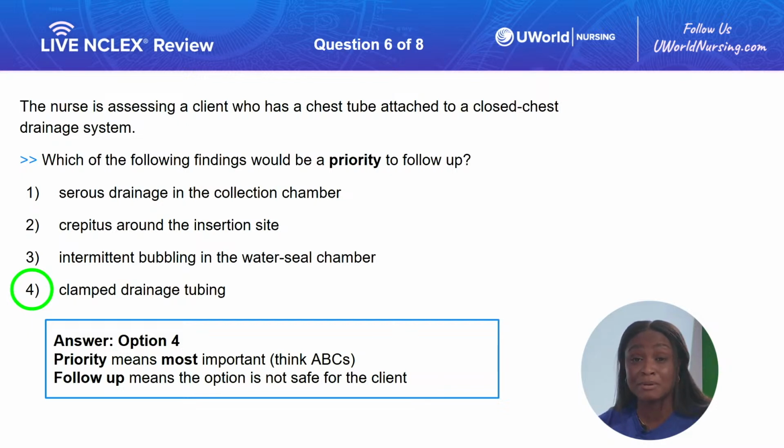All the other options are probably expected findings, things that we would want to continue to monitor in case something goes bad too quickly, like serous drainage in the collection chamber. This is going to be expected. But if it's too much, too soon, too quickly, then that is something that we would want to look into further. But at this point, it's just simple serous drainage in the collection chamber. I think we're okay. Same with crepitus around the insertion site. That is an expected finding. It's a foreign object into the chest, so you would see it around the insertion site. Once it starts going up into your neck and across the chest, that's when we would want to be more concerned. Intermittent bubbling in the water seal chamber, again, is a slightly expected finding because this has to do with your breathing and seeing your lungs expand. That is the waveform or the bubbling that we're seeing in the chamber. So anytime you see a clamped drainage tubing, you're always wondering why. But you guys did great.